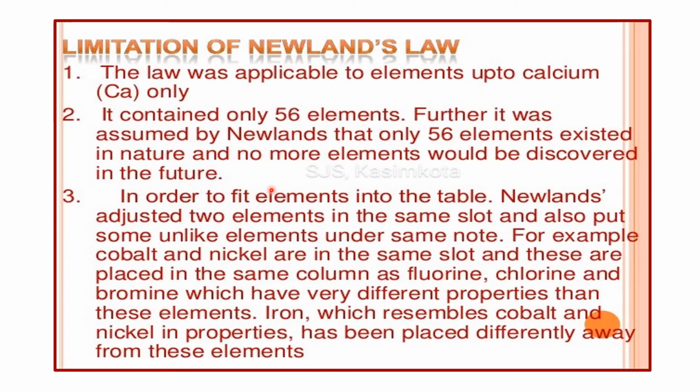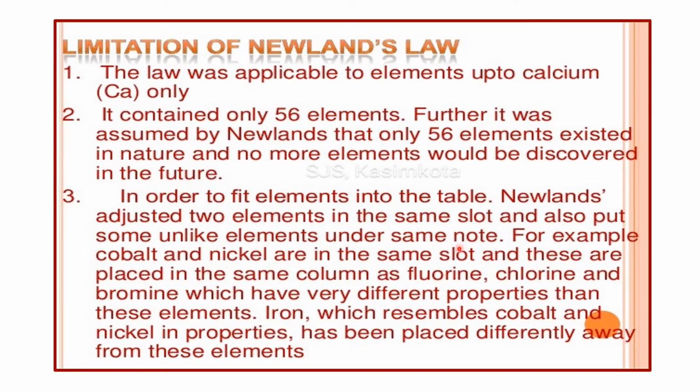So his discovery of elements which were known then was only 56, and he assumed that only 56 elements exist in nature and no more elements would be discovered. In order to fit elements into the table, Newlands adjusted two elements in the same slot and also put some unlike elements under same node.